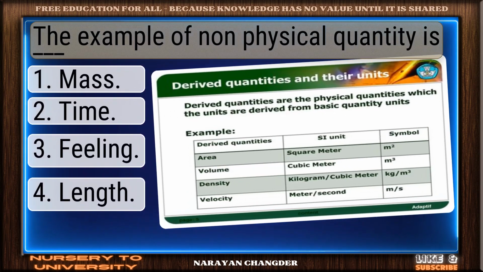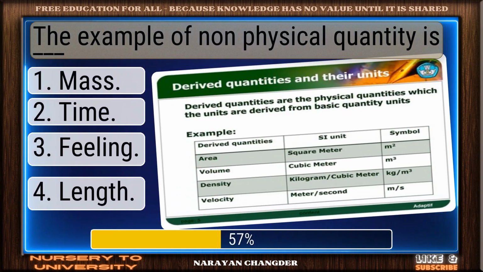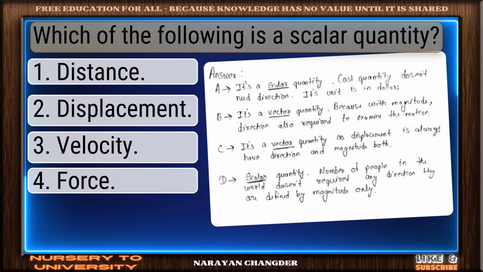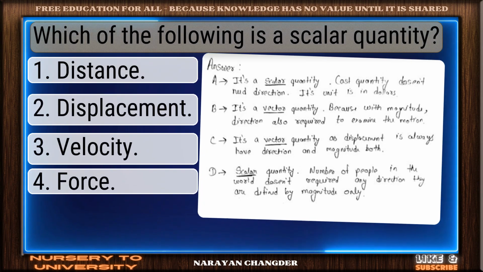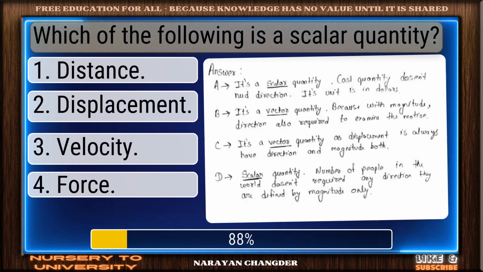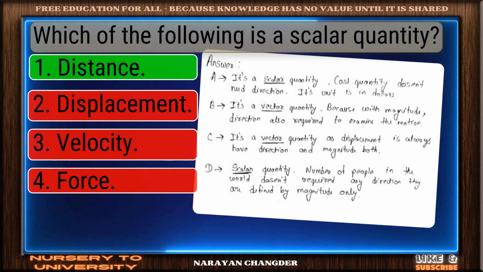Question number 53. The example of non-physical quantity is dash. Bravo. Feeling is the answer. Question number 54. Which of the following is a scalar quantity? Well done. Distance is the right choice.